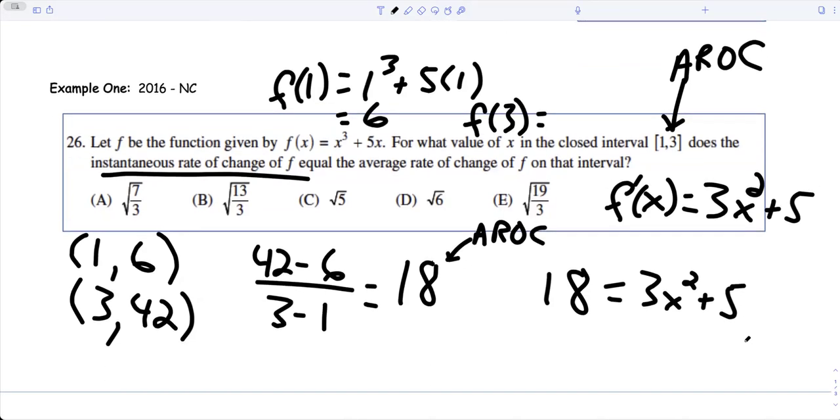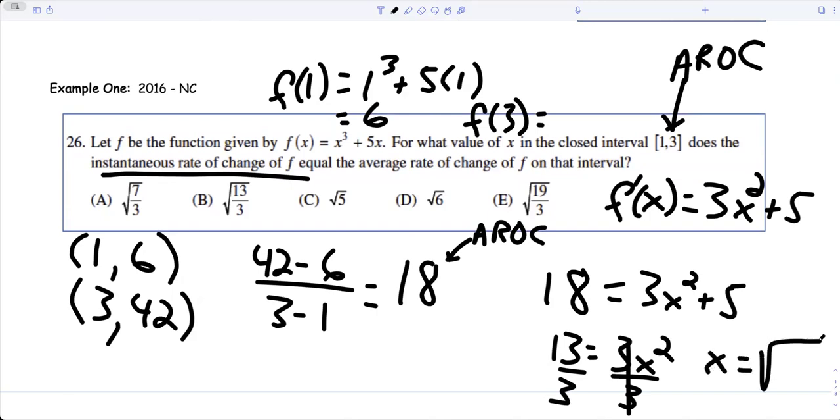So I'm going to subtract 5. That gives me 13 equals 3x squared. Then I divide by 3 on both sides. And then I am going to take the square root of both sides. And so that gives me the square root of 13 over 3 for my answer.